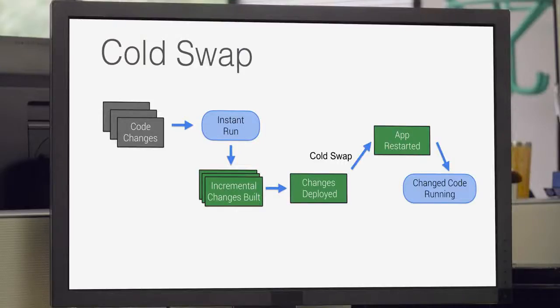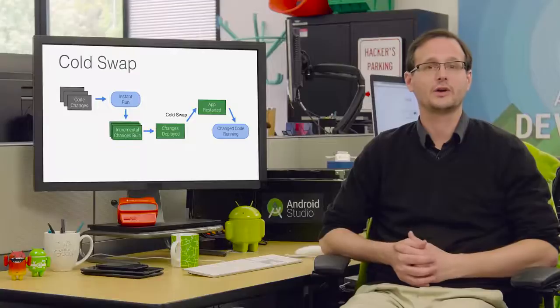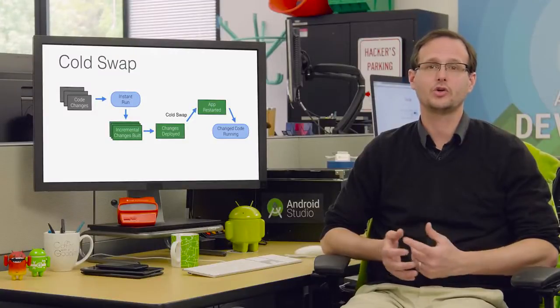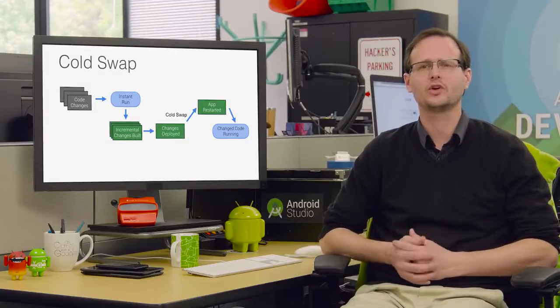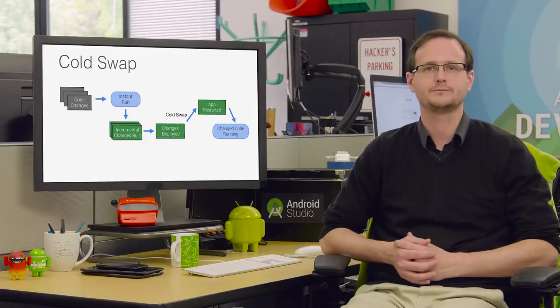As a result, cold swaps depend on an app loading multiple DEX files, so that requires ART, which is only guaranteed available on devices running Android 5.0 or API level 21 or higher. For target devices running API level 20 or lower, and possibly using the Dalvik runtime, Android Studio deploys a full APK.